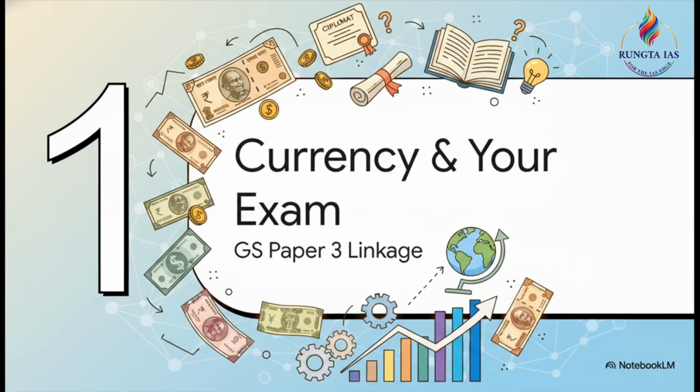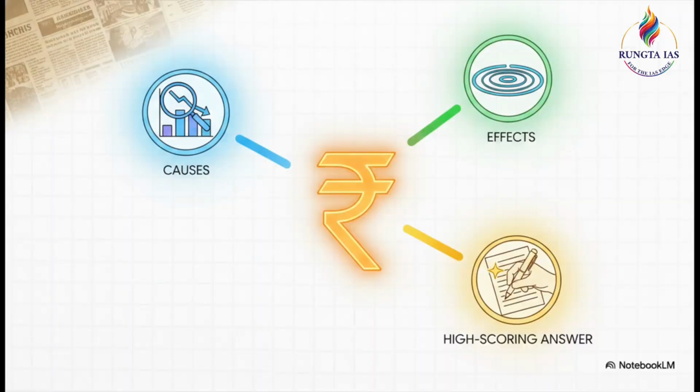That's absolutely right. If you look closely at your GS Paper 3 syllabus, the external sector is a huge part of the Indian economy section. And trust me, questions about currency valuation, what causes it to change, and the impact it has, they're very, very common in the mains. So our goal here is to make sure you're ready to tackle anything they throw at you. Exactly. So what we're going to do is go beyond the headlines and really structure this information for the exam. We'll dissect the why, the what happens next, and most importantly, how you can frame an answer that's going to fetch you top marks.